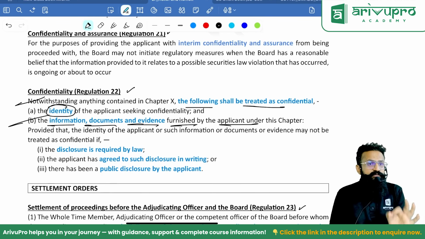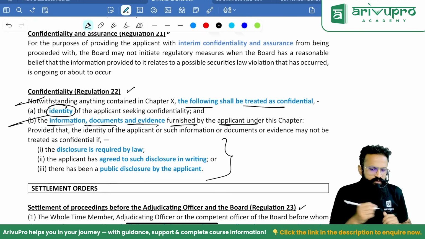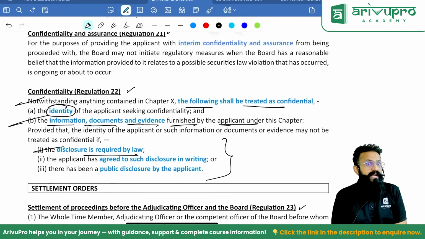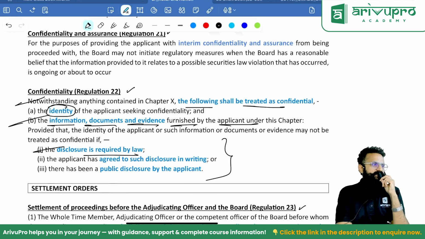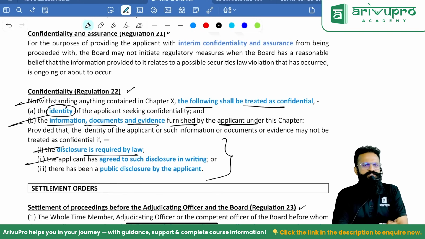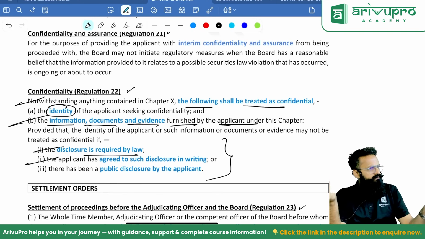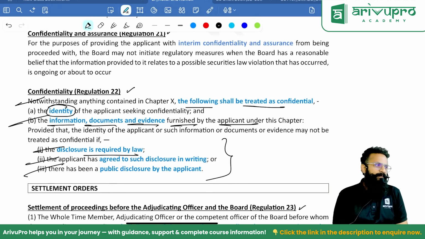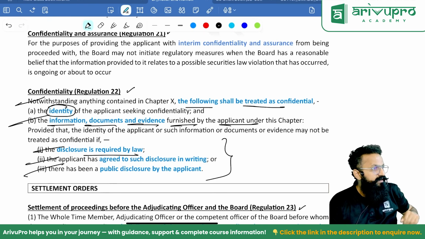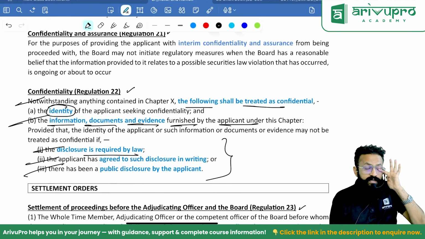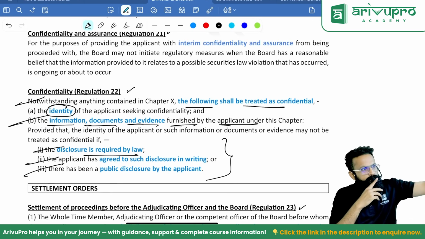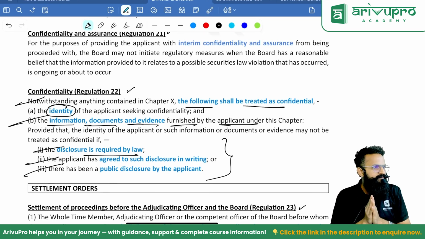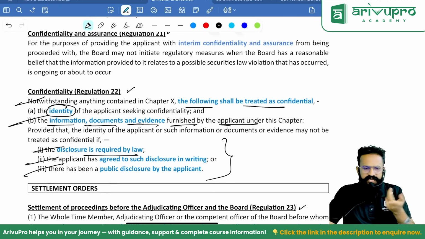However, the confidentiality can be broken in three scenarios. First, when the disclosure is required to be made by law. Imagine a money laundering case has been filed on you. People will go and ask SEBI, do you know anything about this person? SEBI will have to cooperate. Second thing, the applicant has agreed to such disclosure in writing. I have agreed, it's okay, you can give. The third thing, there has been a public disclosure by the applicant. You only put it on your company's website. Imagine Infosys has gone for a settlement of proceedings. As good corporate governance, they have disclosed it in their corporate governance report. Now, when you have done it, SEBI can do it. Clear? They can ask you this, so remember it.